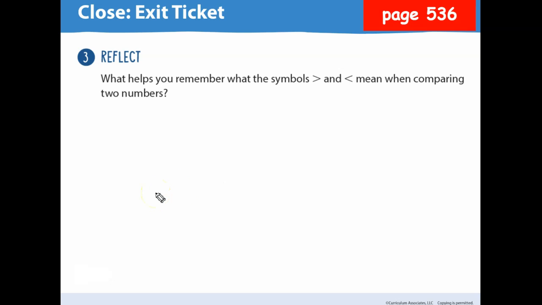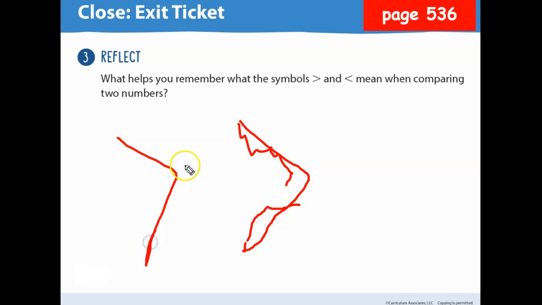Okay, what helps you remember? Somebody said this kind of looks like an alligator's mouth. So the alligator's always eating the bigger number, right? On the video it said, you see the point right here? It's always pointing to the smaller number. Okay, that's an easy way to remember.